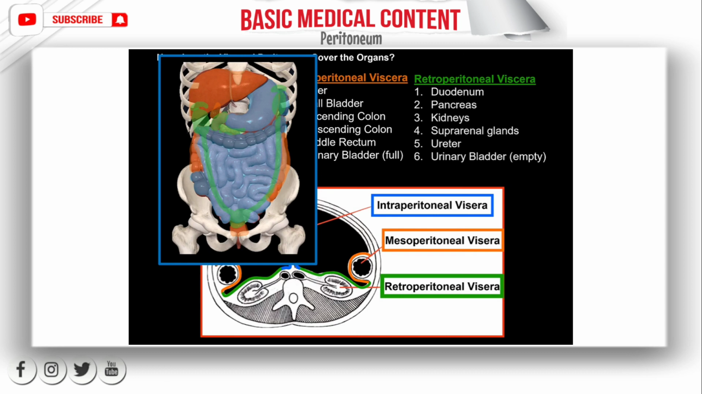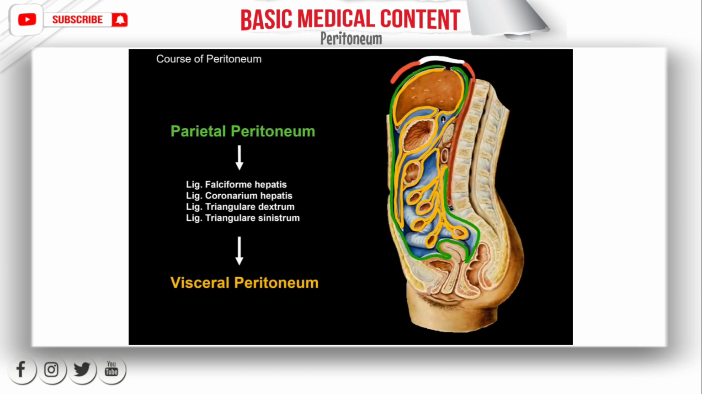So now that we've looked at how the visceral peritoneum covers the organs, we need to know the course of the peritoneum, meaning what is the relation between the visceral and the parietal peritoneum? How does the peritoneum go?